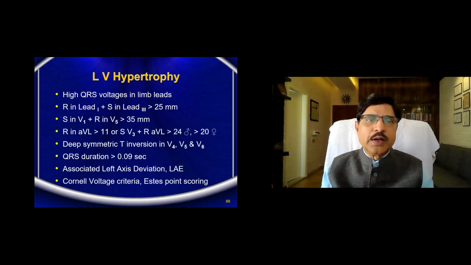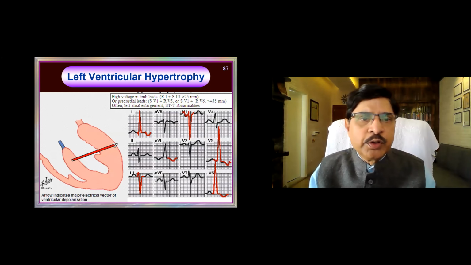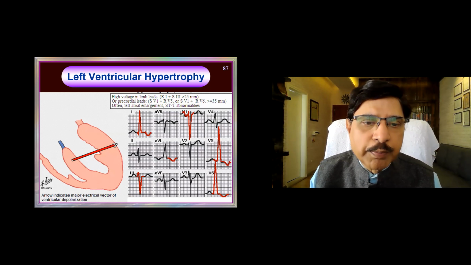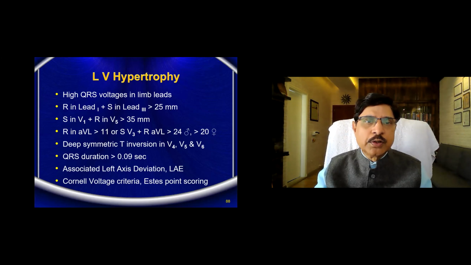High voltage QRS in the limb leads, R wave in lead 1 plus S wave in lead 3, that also you can see. R wave in lead 1 is 1, 2, 3, 15 millimeters. This also 1, 2, 3, 13, 14 millimeters. 15 plus 14, 29. But my cutoff is 25. So R wave in lead 1 and S wave in lead 3 is more than 25. S in lead 1, R in V5 more than 35. AVL more than 11. Any one of these criteria.